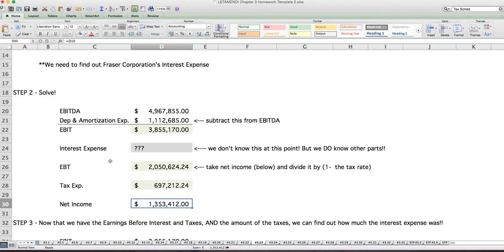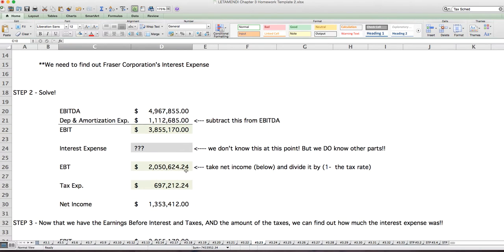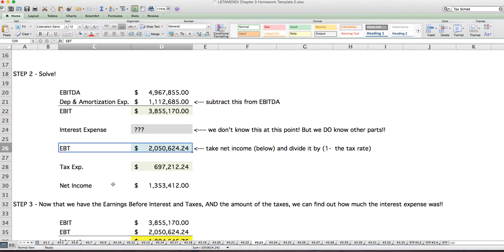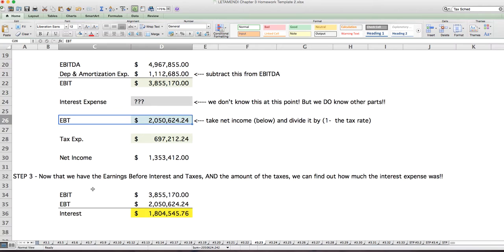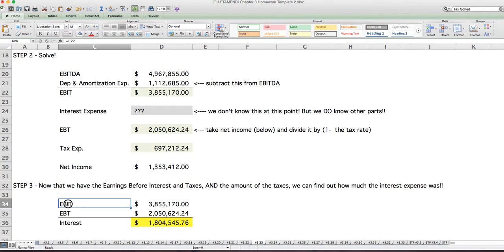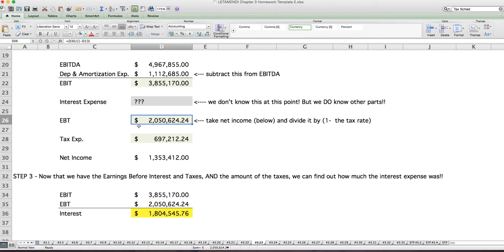So now that we've done this far, right, we took the given and we applied it to figure out a couple more things: earnings before interest and taxes, earnings before taxes, the tax expense. So now that we have the earnings before interest and taxes and the amount of the taxes, we can now find out how much the interest expense was. So all we need to do is take the earnings before interest and taxes, which is from here, 3.8 million, bring it down, and the earnings before taxes, which we calculated.